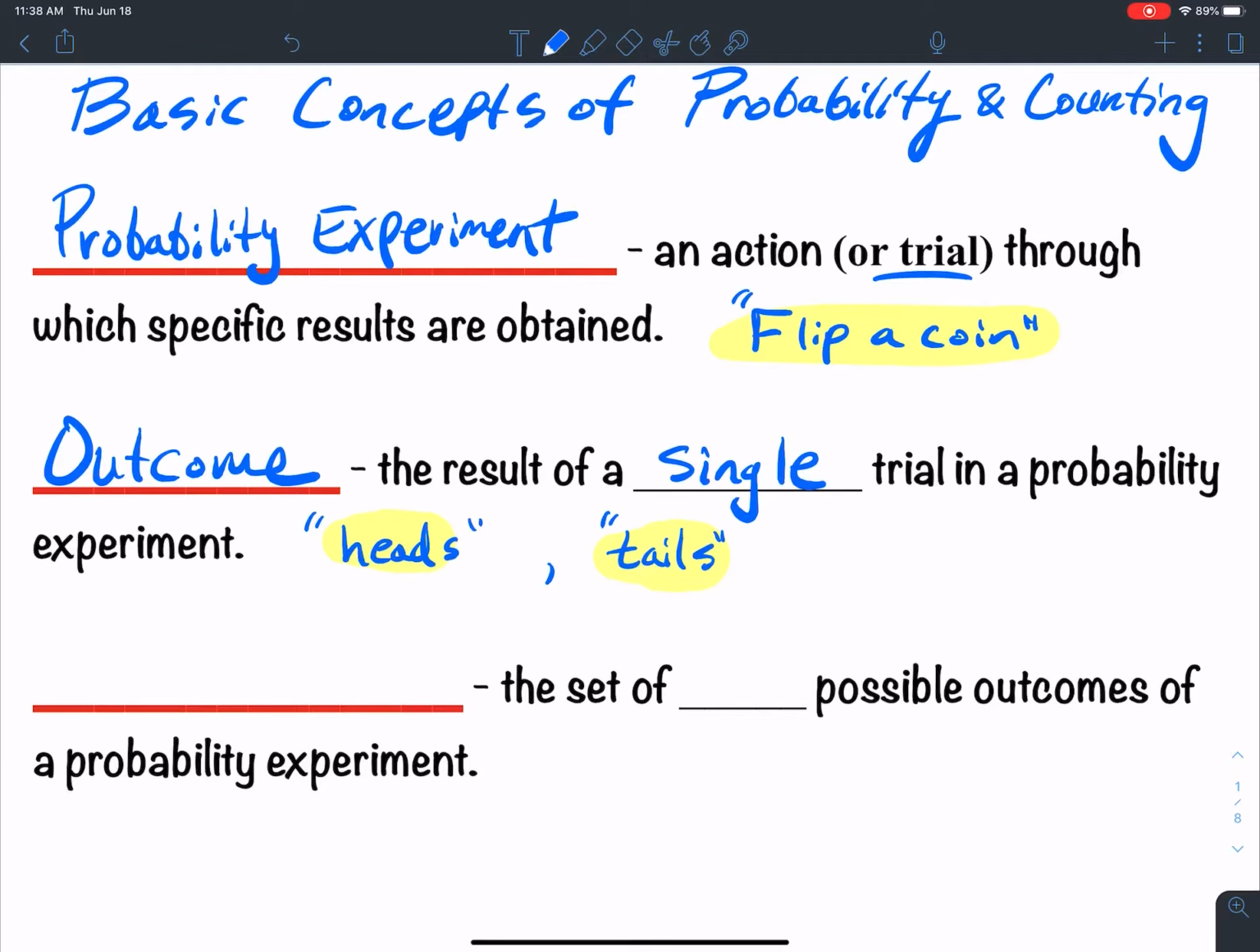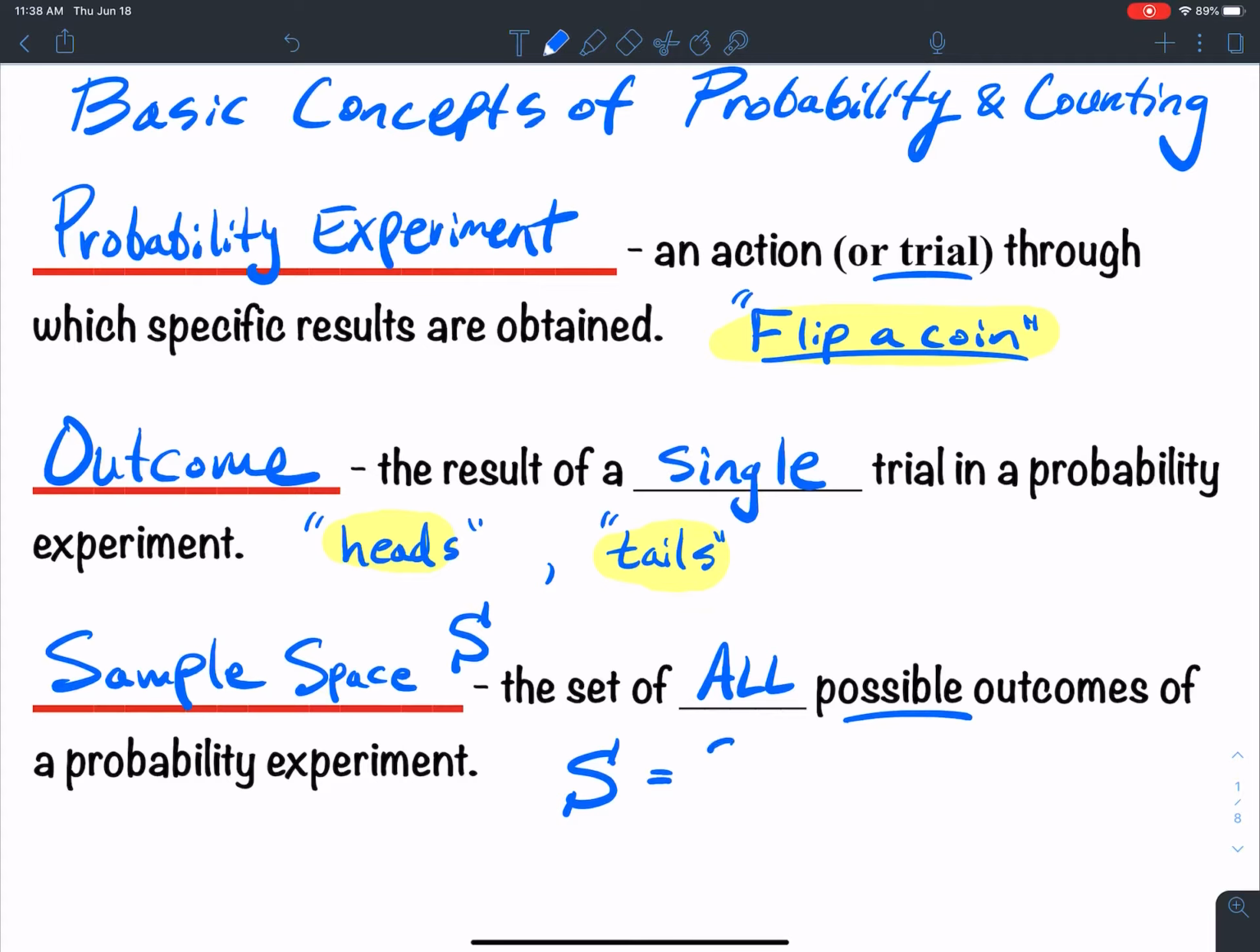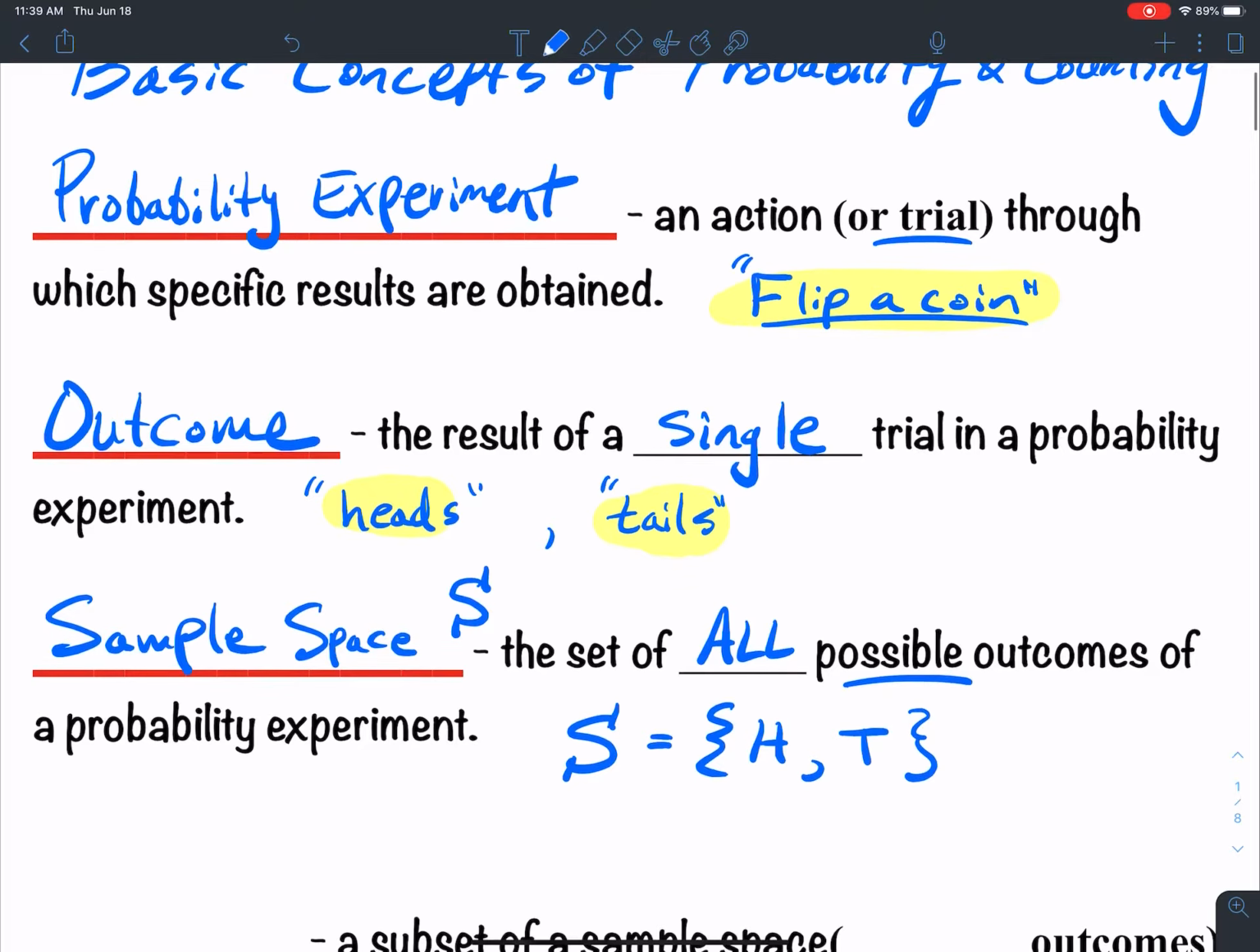Now, the next one is the sample space, sometimes denoted by this script S here. It's the set of all possible outcomes in a probability experiment. Now, in my probability experiment of flipping a coin, the set of all possible outcomes, you can either get a heads or you can get a tails. So I'll let H represent heads and T represent tails. That's the sample space for that probability experiment.